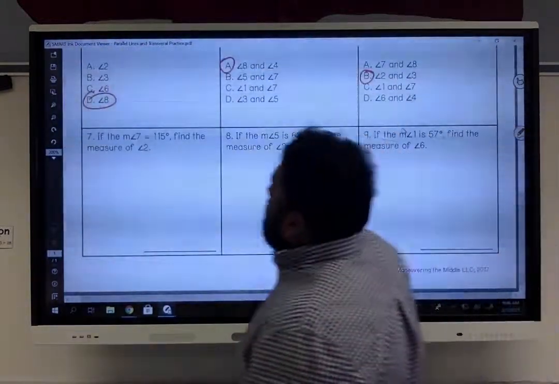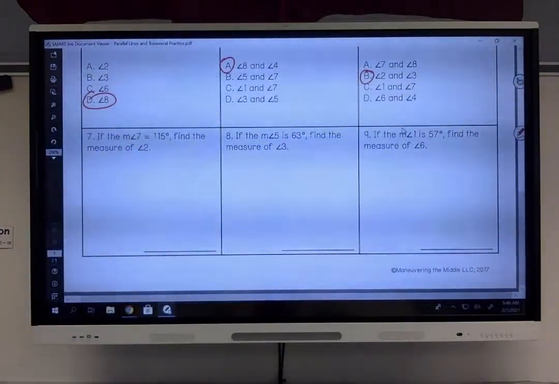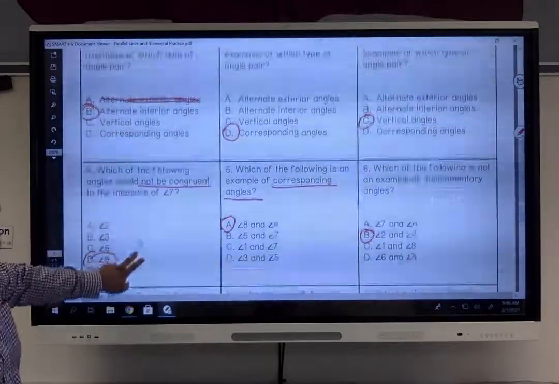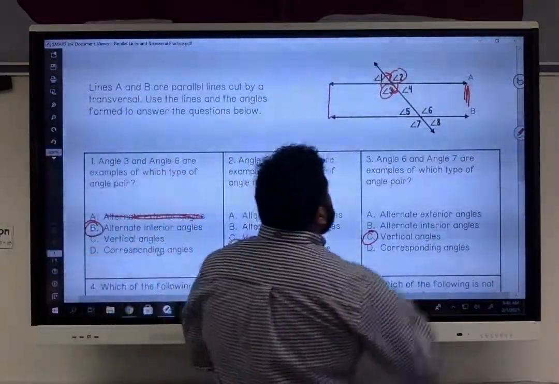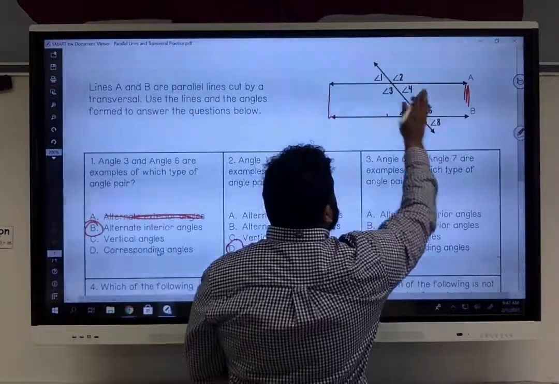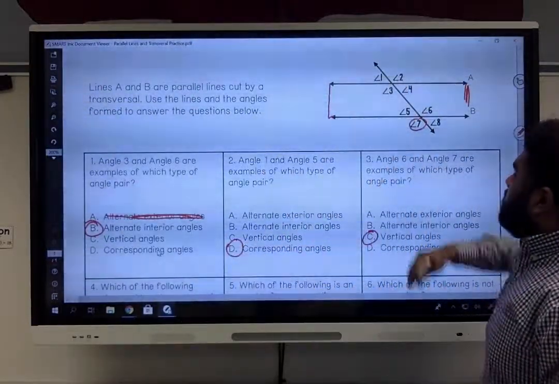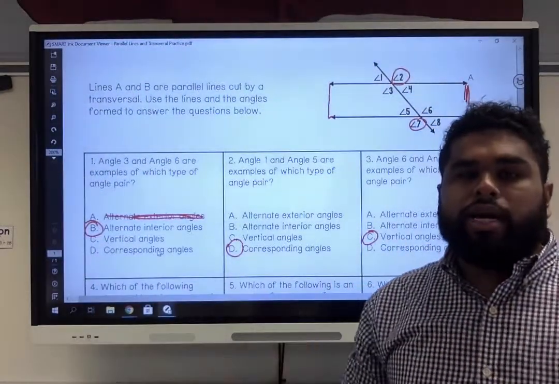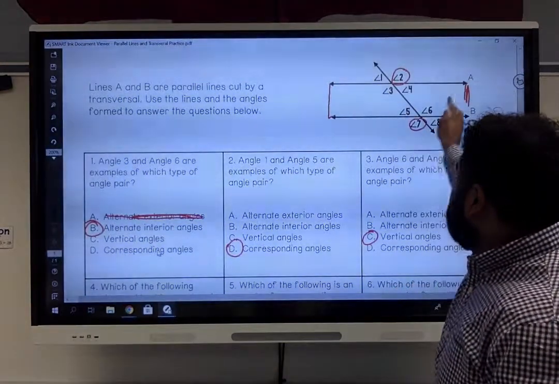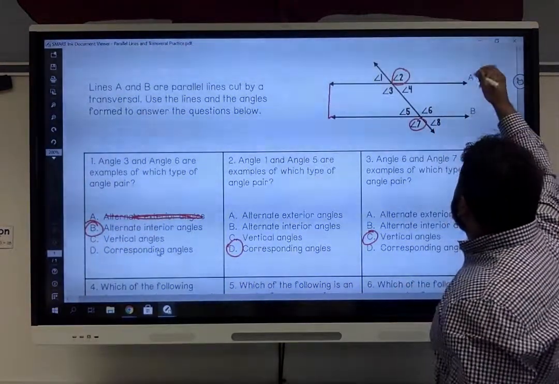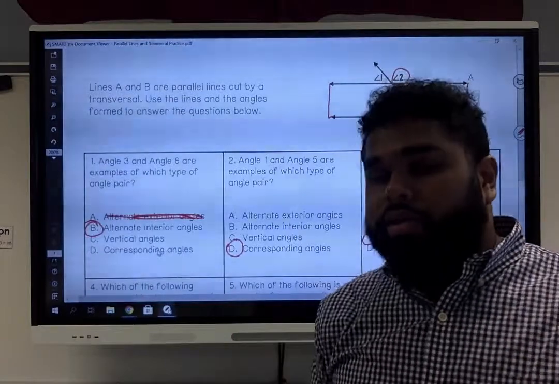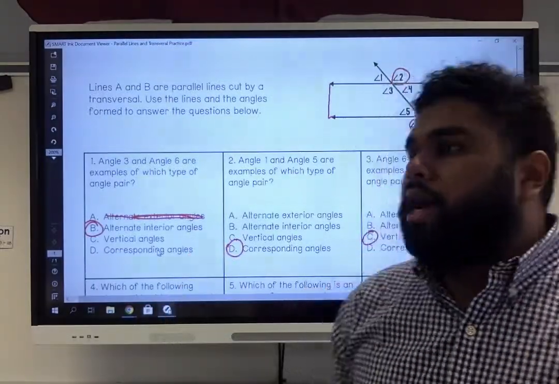So now let's do a little bit of math. If the measurement of angle 7 is 115, find the measurement of angle 2. Okay, so if the measurement of angle 7 right here is 115, let's look at angle 2. Now, what do I notice? First thing, are they interior or exterior? Well, they're not inside this imaginary box, so they're not going to be interior, which means they would be exterior, right? Because they're on the outside.